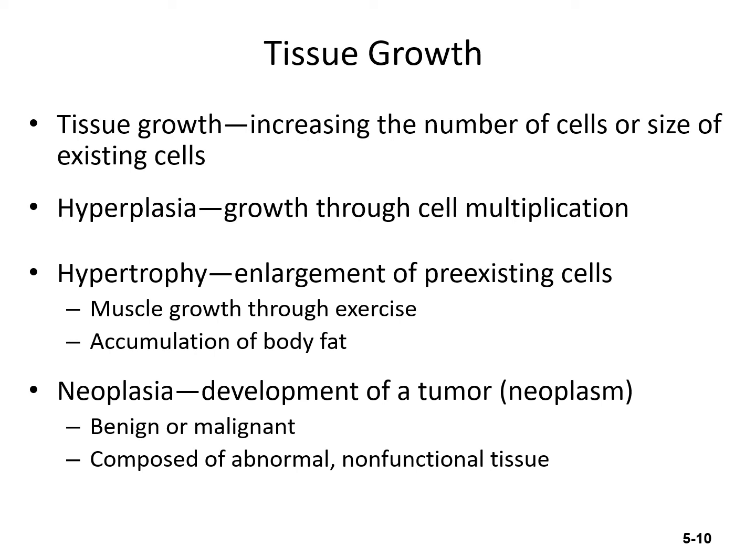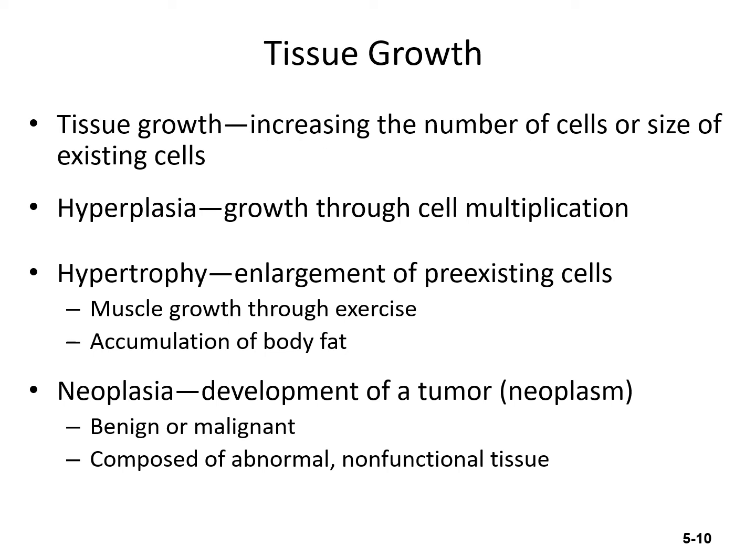So a person with more body fat than, say, average doesn't necessarily have more adipocytes, more fat cells than any other person. There's just more triglycerides stored in those adipocytes. So again, that's going to be an example of hypertrophy.